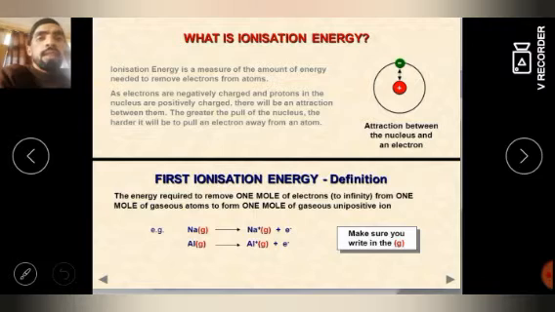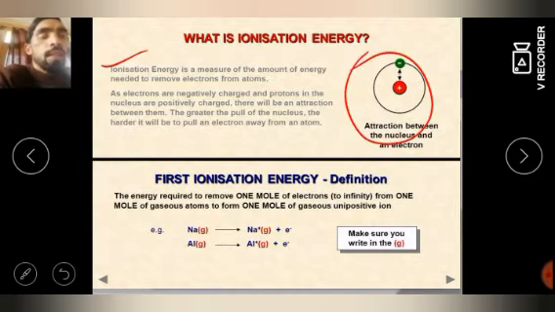Let's discuss. Ionization energy is the amount of energy needed to remove an electron from an atom. As electrons are negatively charged and protons in the nucleus are positively charged, there is an attraction between them. Positive and negative have a strong attraction. The greater the pull of the nucleus, the more energy is needed to move the electron away from the atom. This example shows the protons in the nucleus and the electron with one force.